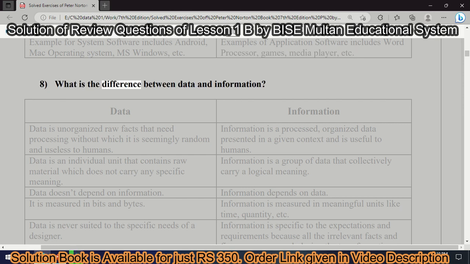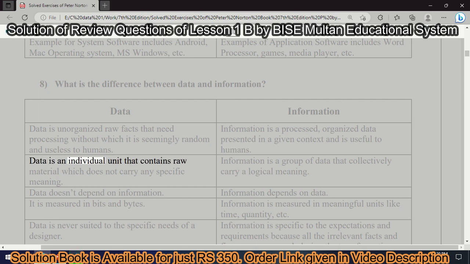8. What is the difference between data and information? Data is unorganized raw facts that need processing, without which it is seemingly random and useless to humans. Information is processed, organized data presented in a given context and is useful to humans.